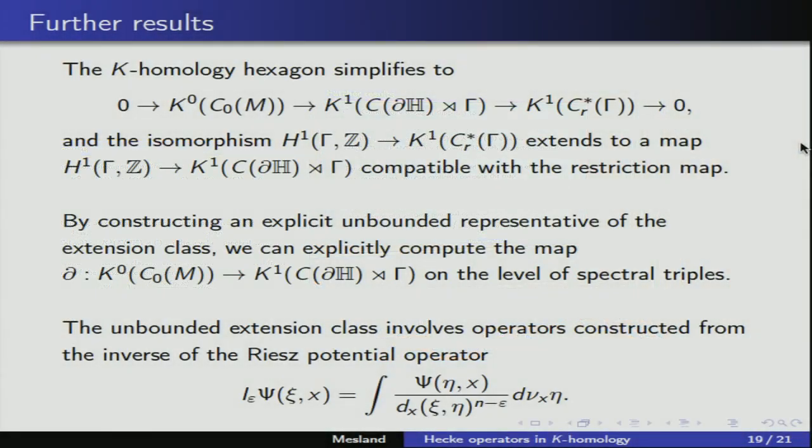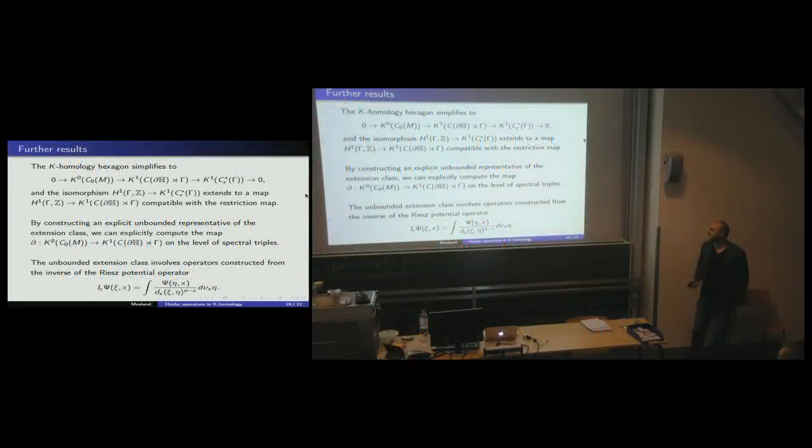And what you do is you look at Riesz-type potential operators, which are integral operators, where on top of the measures, which are parametrized by the interior, there is also a family of metrics on the boundary, parametrized by the interior. And these potential operators are analogs of the inverse of the Laplacian.